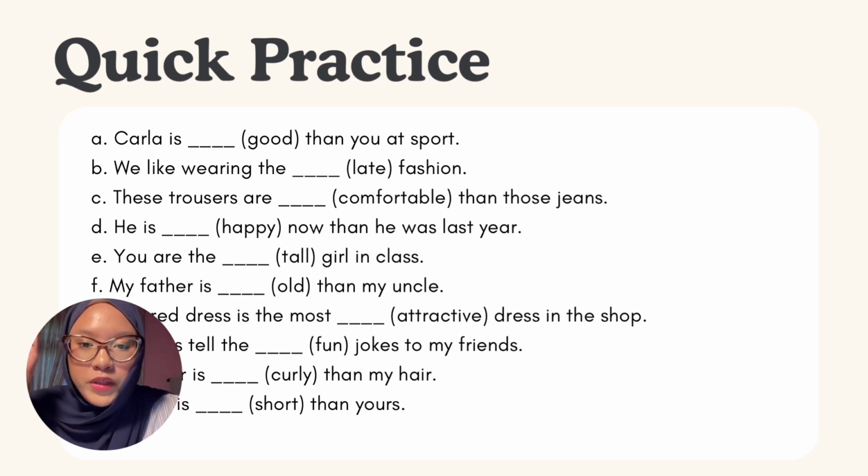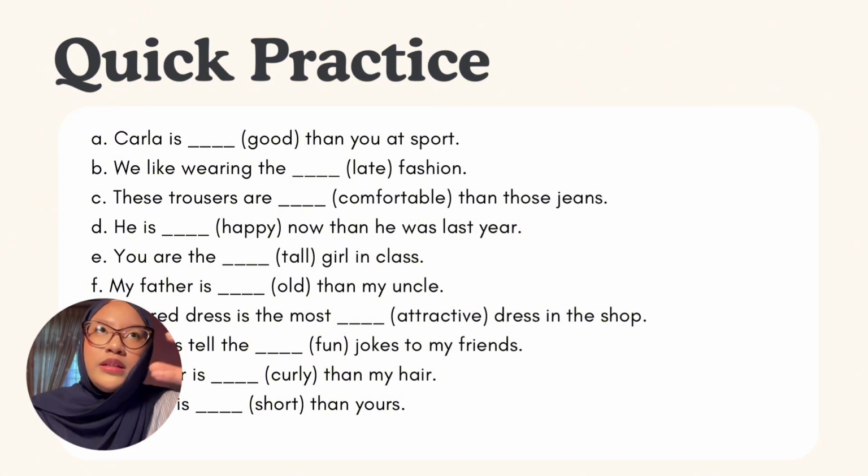So for A, Carla is good than you at sport. Here, we need to use the comparative. Why? Because there is the word than in the sentence. And for B, we like wearing the late fashion. In this case, we need to use the superlative form, which is the latest, and not the latter. We like wearing the latest fashion. The correct form is the superlative.